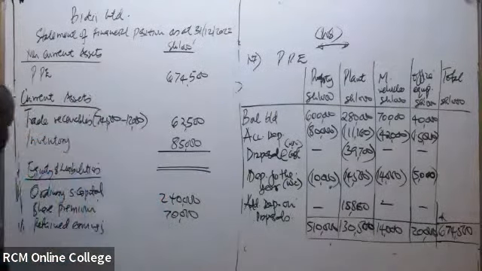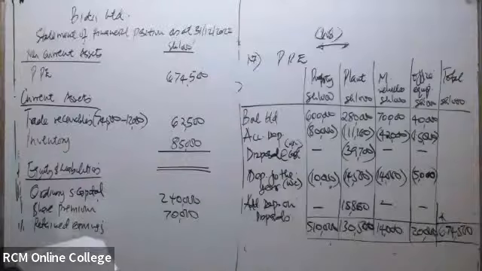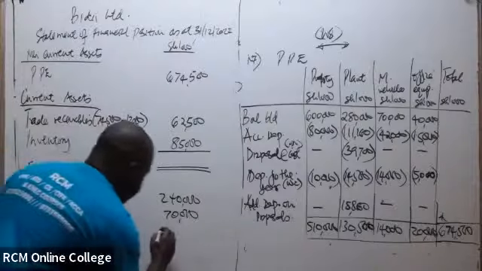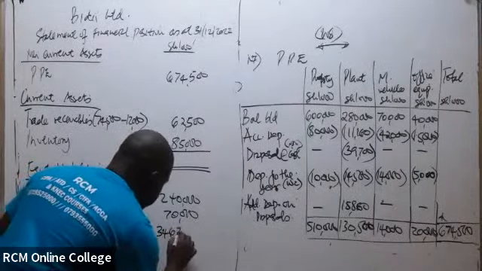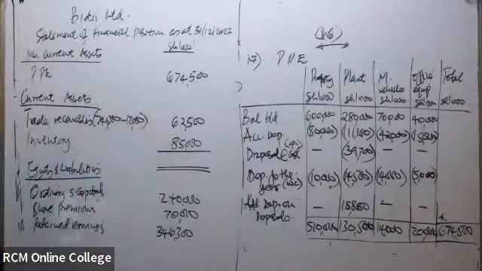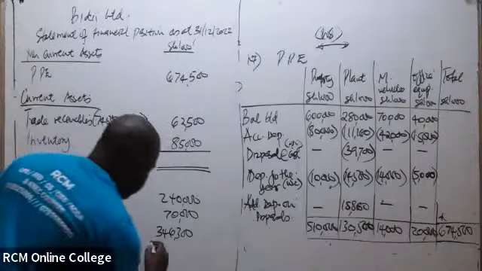What about the retained earnings, the ones we computed in the statement of changes in equity by the end of the year? The retained earnings in the statement of changes in equity, how much was it? 346,300. And therefore, I think those are the only items of equity.